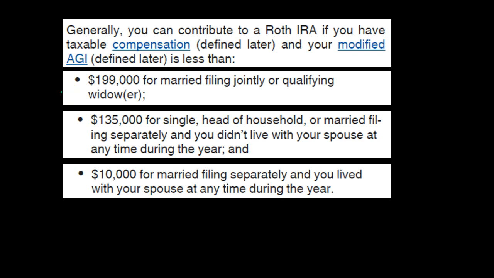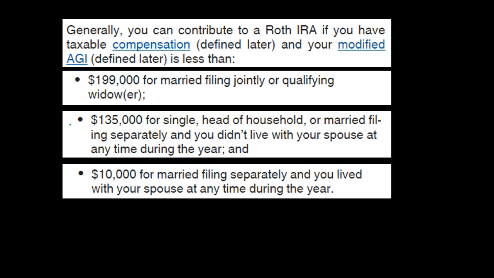So the modified AGI, defined later, is less than. If we have AGI less than $199,000 for married filing jointly or qualified widow, widower, so if we are married filing joint, then we have that highest limitation. We're good up to $199,000 for married filing jointly. Not bad. Then we have the $135,000 for single, head of household, or married filing separately, and you didn't live with your spouse at any time during the year.